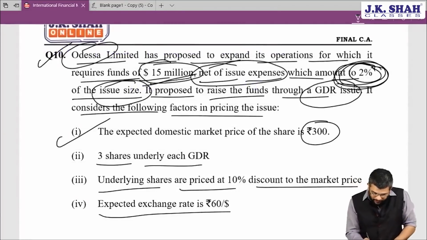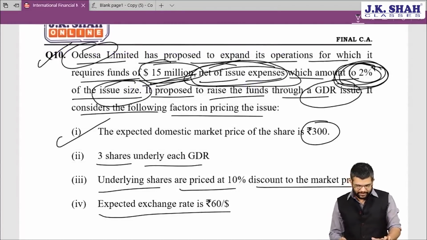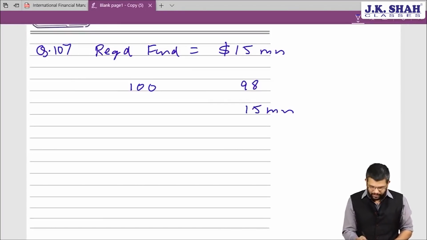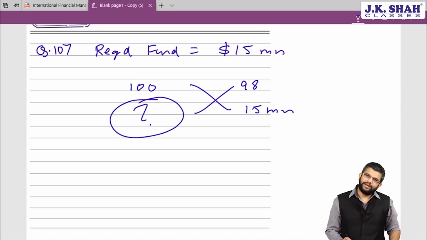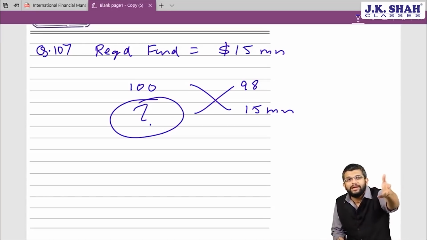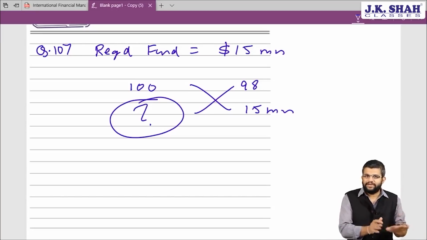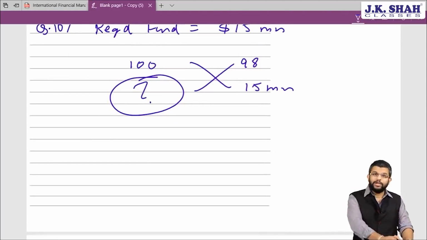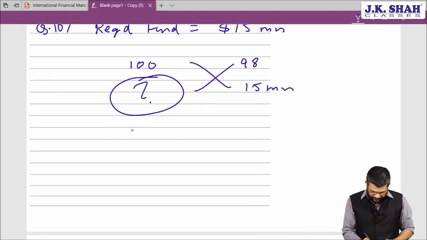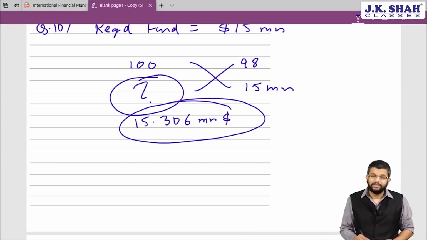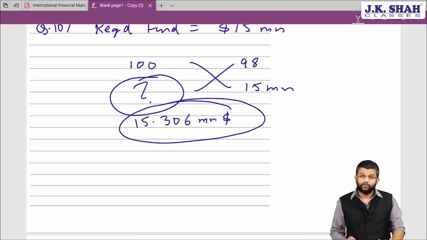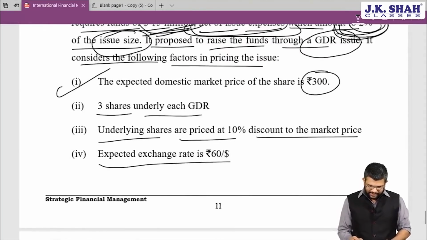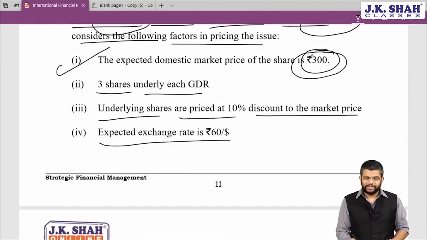Now they are saying that we want 15 million net of issue expenses. So what should be the actual issue size? Did you understand? If I issue 15 million only, I will be pocketing 15 million minus 2%. That is not what I want. I want net of expenses 15 million, which means I will have to issue instruments worth 15 divided by 98 into 100, that is 15.306 million. Yes, 15.306 million worth instruments I'll have to issue. Everybody clear?